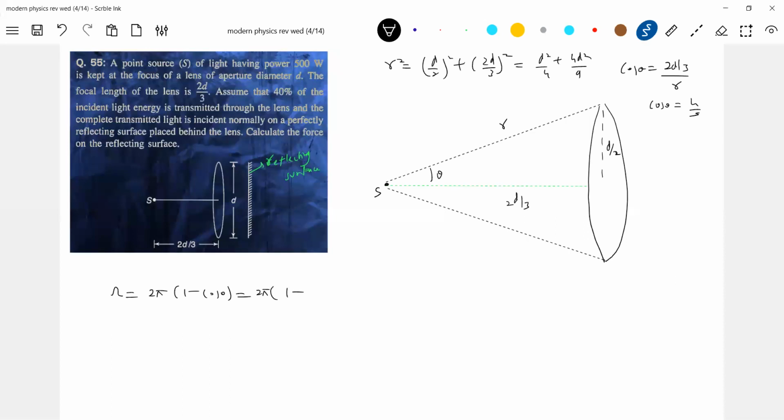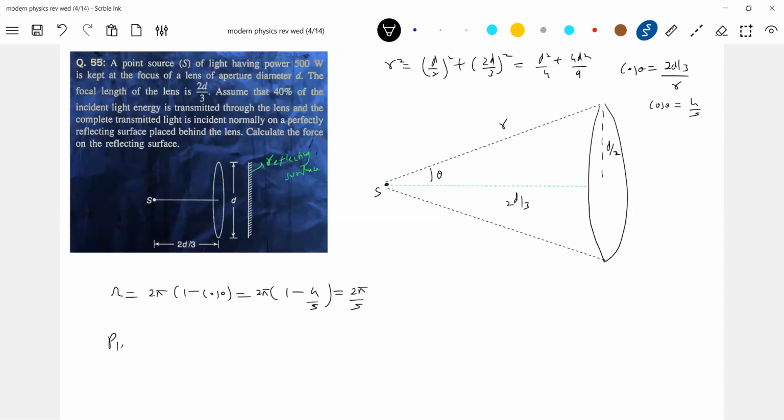Can we do it with planar angle also? No. It's a lens, it's a 3D object, it's like a disc. Okay, 2 pi by 5. This is the solid angle.